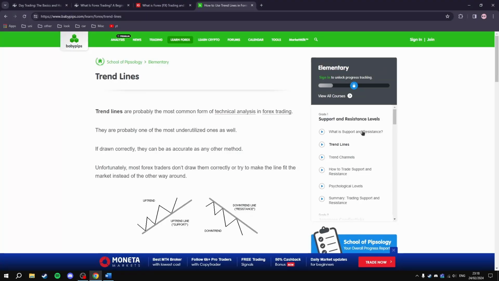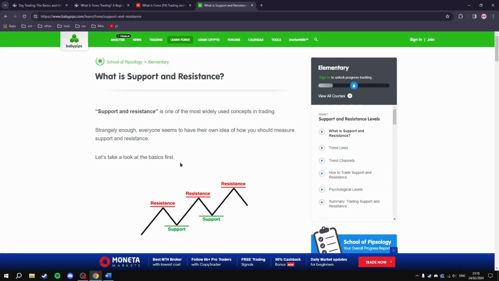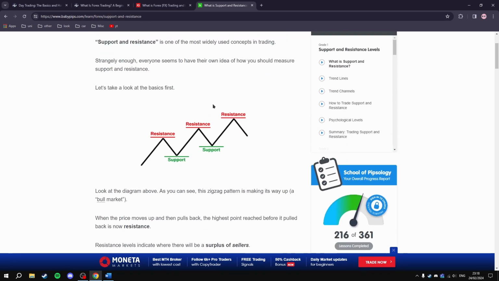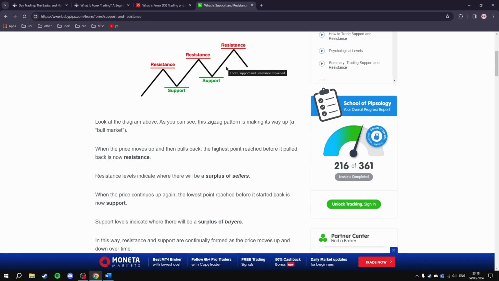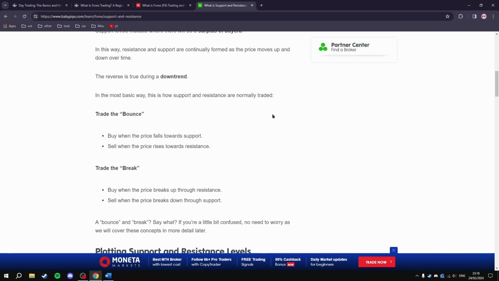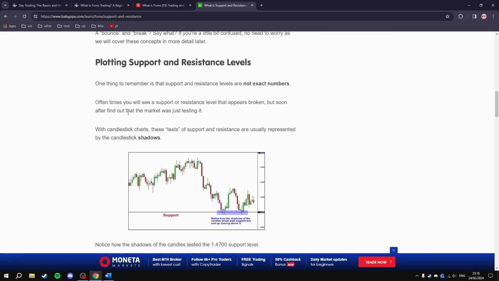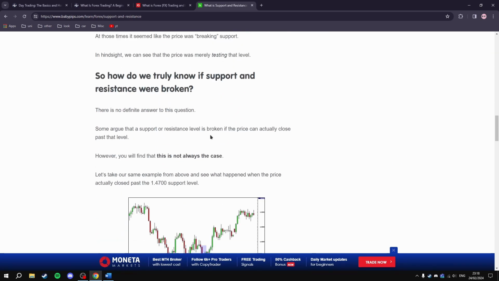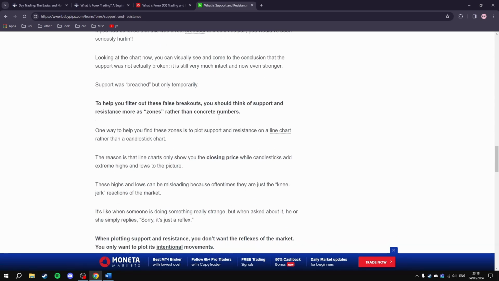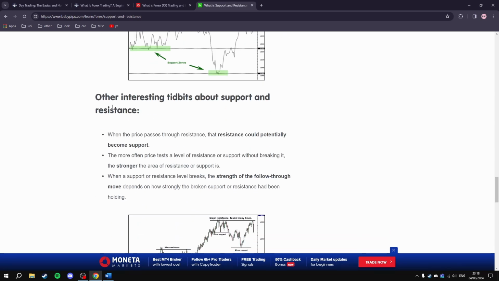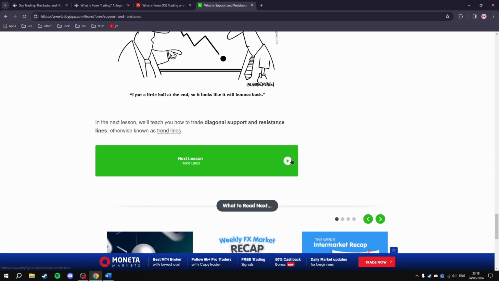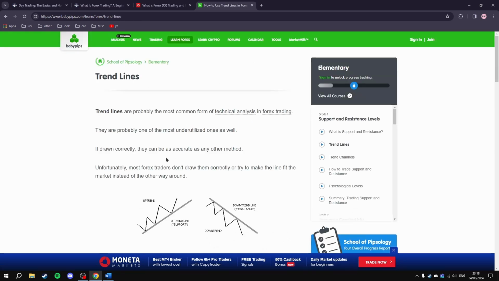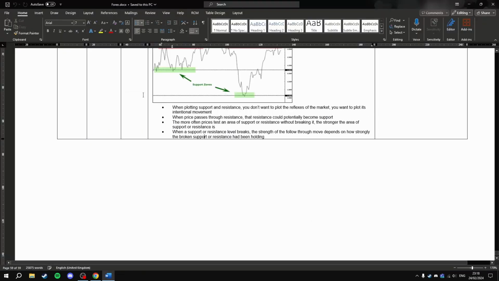So in the last video we went through what is support resistance, saw that diagram. Resistance levels indicate a surplus of sellers, support levels indicate a surplus of buyers. Trading the bounce, trading the break, plotting support resistance. Did that, interesting bits about support and resistance, made some notes on that, and now we're currently doing trend lines.